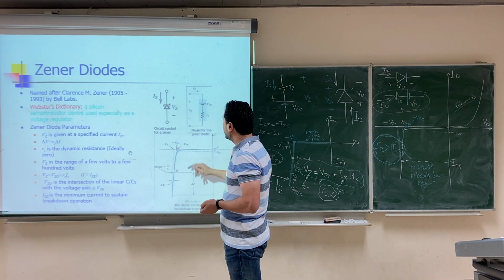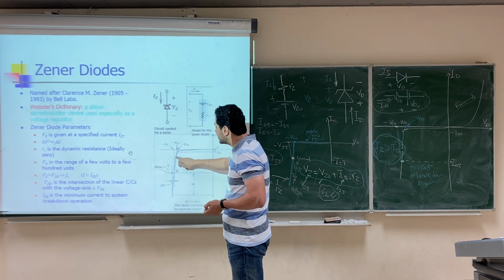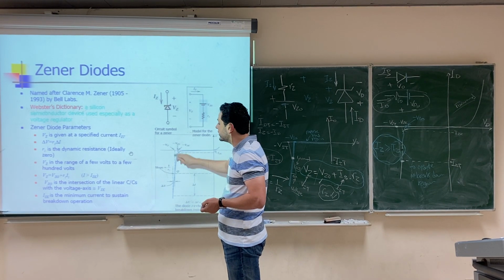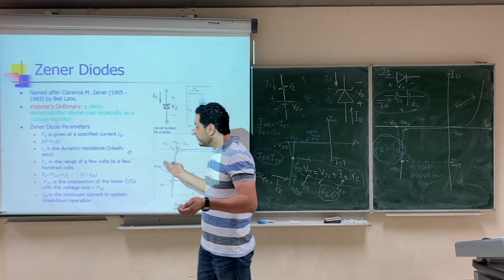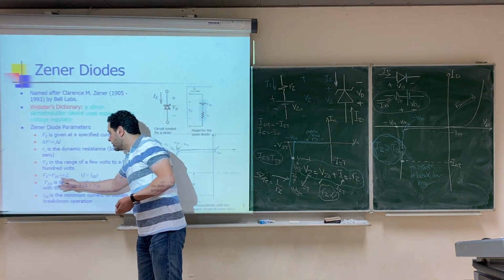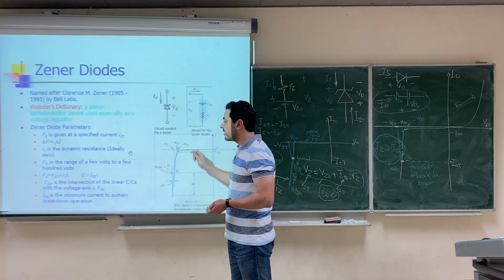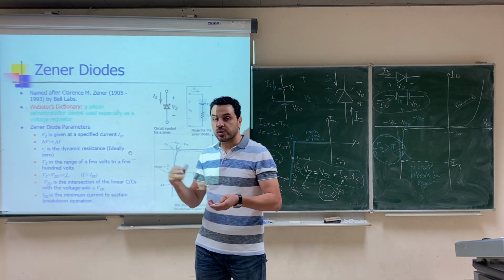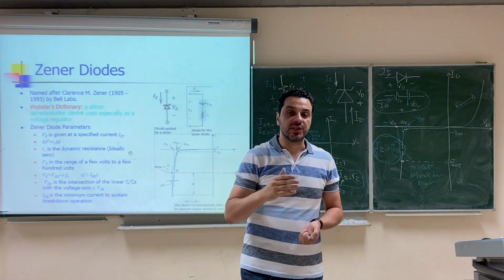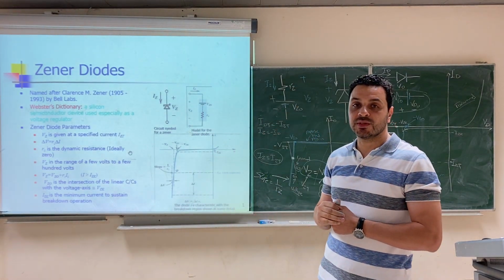The battery VZO is the value of this point, okay? And the equation that relates the Zener voltage to the Zener current in this linear region. So these are important definitions, and we'll see you in the next video to see how to use these definitions.